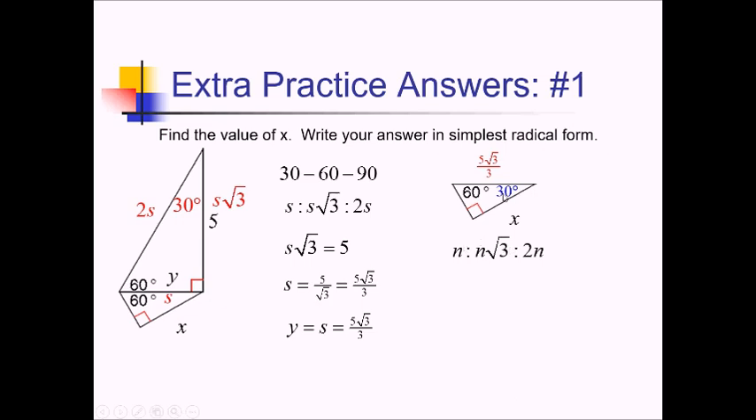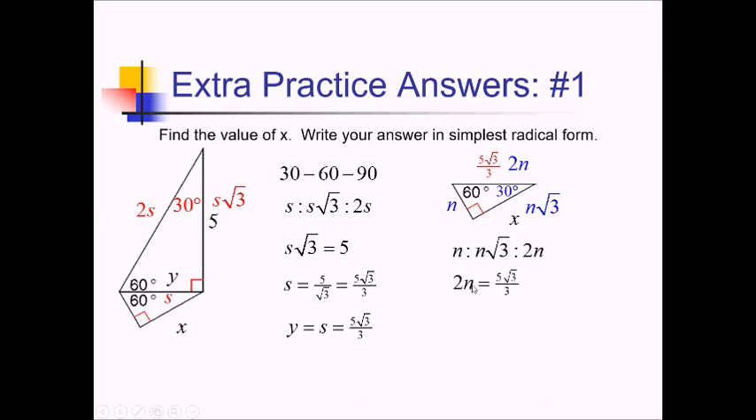So n is going to be across from 30 degrees over here. N radical 3 is across from 60, so that corresponds with x. And then 2n, the hypotenuse, that's this 5 radical 3 over 3 side that we already know. So since I know this side here is 5 root 3 over 3, and I know that that's equivalent to 2n, let me set those two equal to find the value of n.